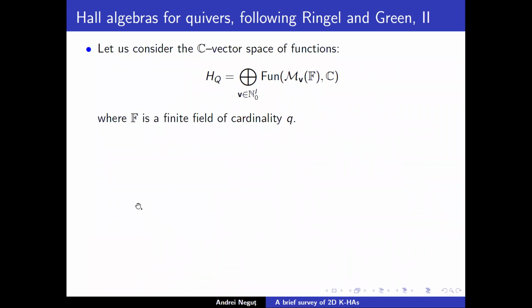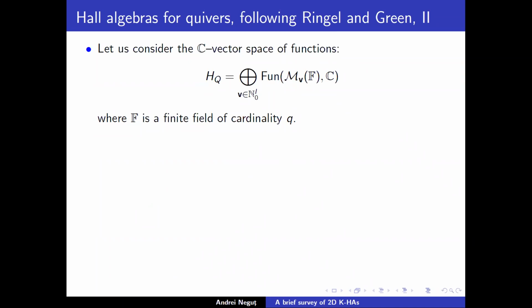And the reason why we give this definition, or the reason why one considers this short exact diagram, is because you want to use the extension stack as a correspondence between the moduli stacks MV, MV prime, and MV plus V prime. So let me explain how to do that. First of all, you need to associate some vector spaces to these stacks because that's what a Hall algebra is. It starts off as a vector space.